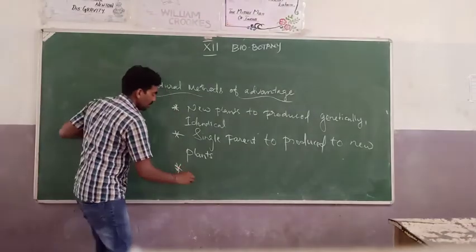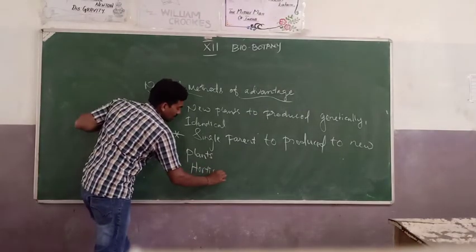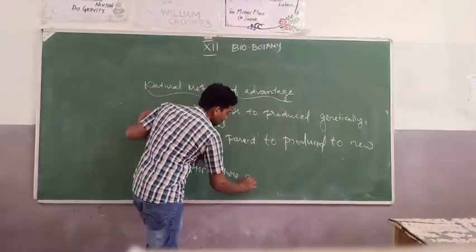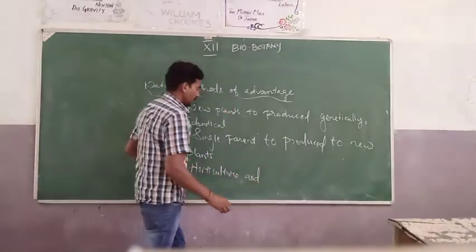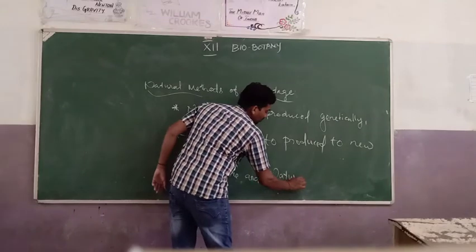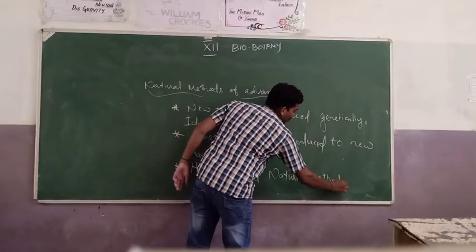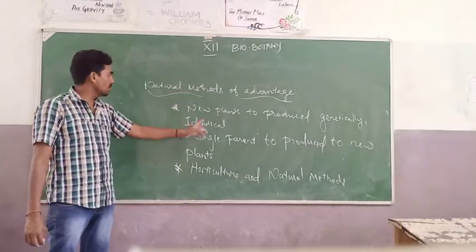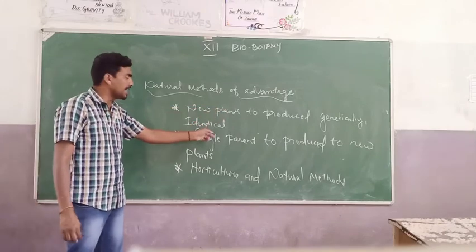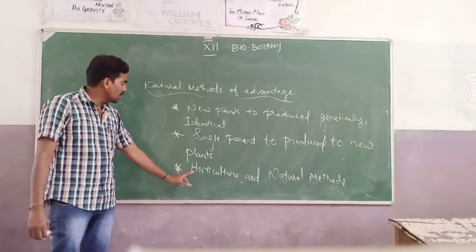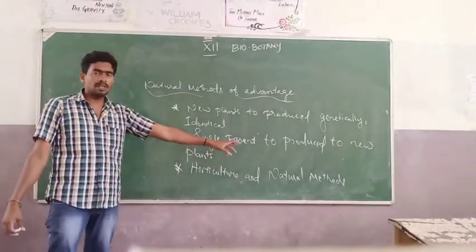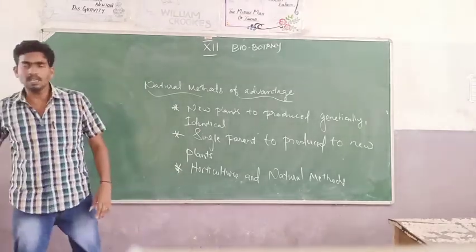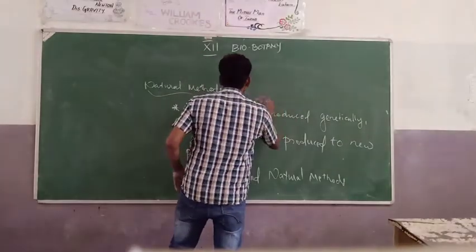Third one, horticulture and natural methods can be utilized. So these are the advantages of vegetative reproduction or natural methods: new plants produced are genetically identical, a single parent can produce new plants, and natural methods can be utilized in horticulture. Okay, these are the advantages. Next we will see the disadvantage.